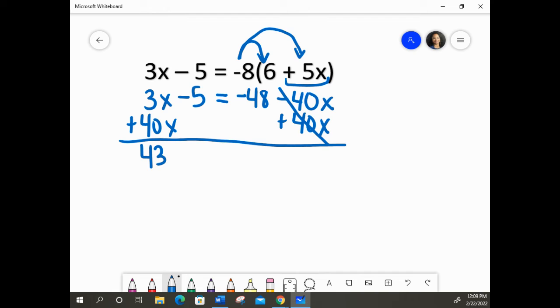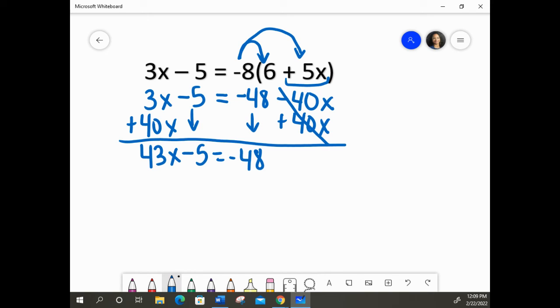All right, so when I do that, my 40s cancel, and 3x plus 40x gives me 43x. Do not be afraid of that large number. We typically don't see them that big, but it's okay if you get them. All right, I'm going to bring everything else down. So I'm going to bring down my minus 5, my equals, and my negative 48.